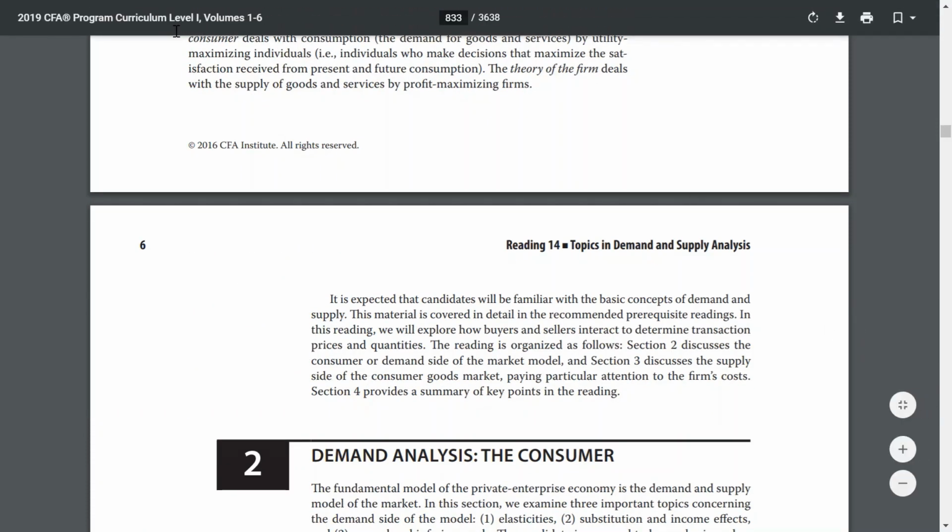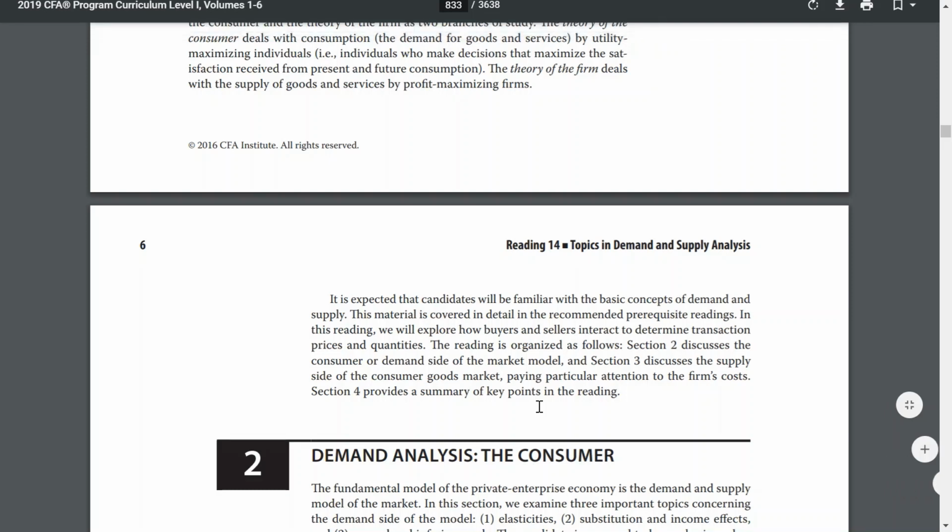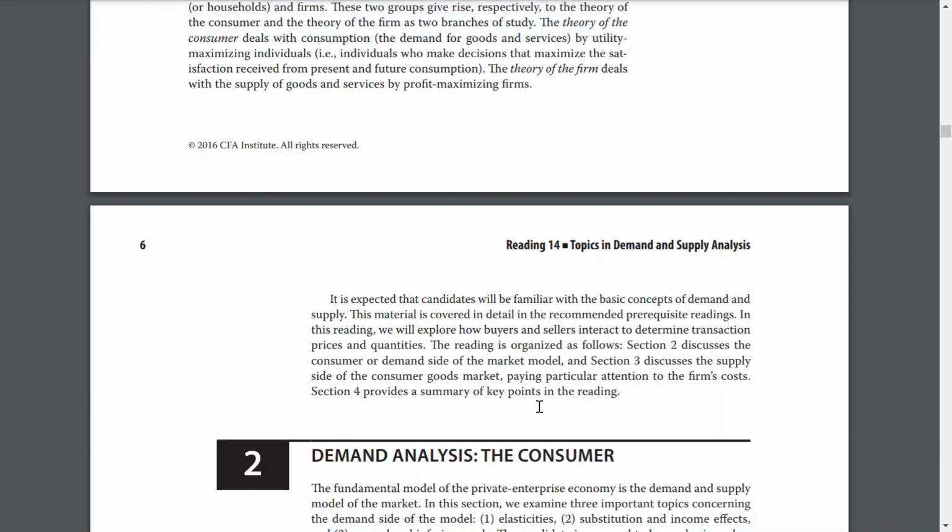It is expected that the candidate will be familiar with the basic concepts of demand and supply, the material covered in detail in the recommended prerequisite readings. In this reading, we will explore how buyers and sellers interact to determine transaction prices and quantities. The reading is organized as follows. Section 2 discusses the consumer or demand side of the market model. Section 3 discusses the supply side of the consumer goods market, paying particular attention to the firm's costs. Section 4 provides a summary of key points in the reading.